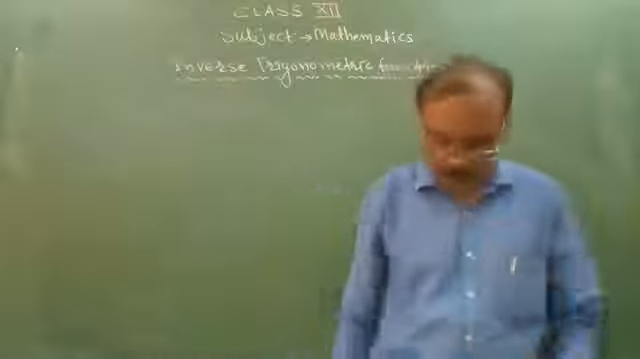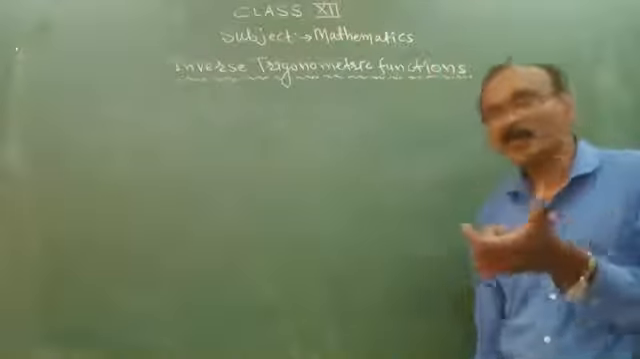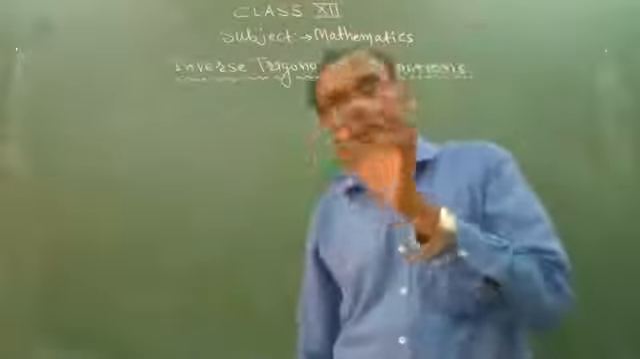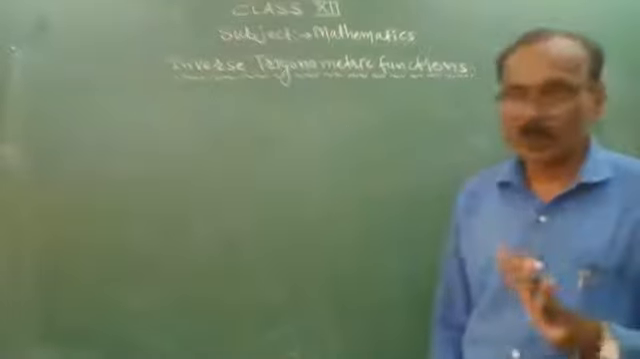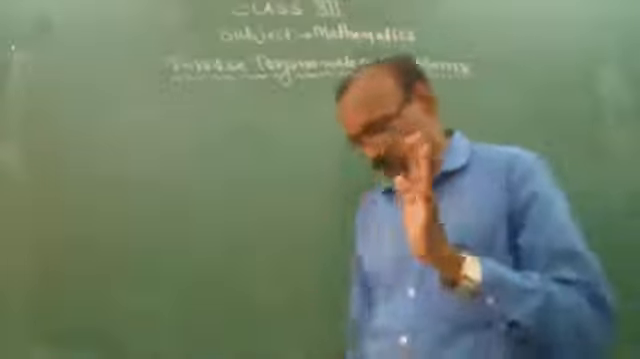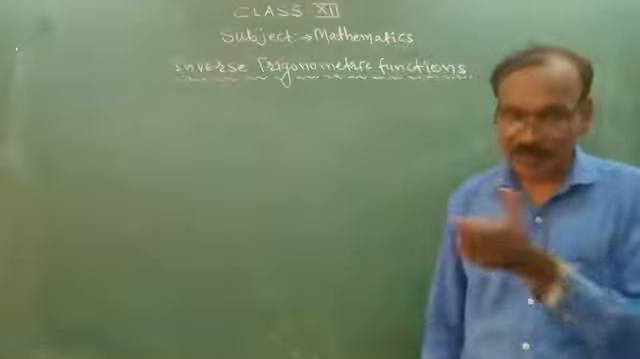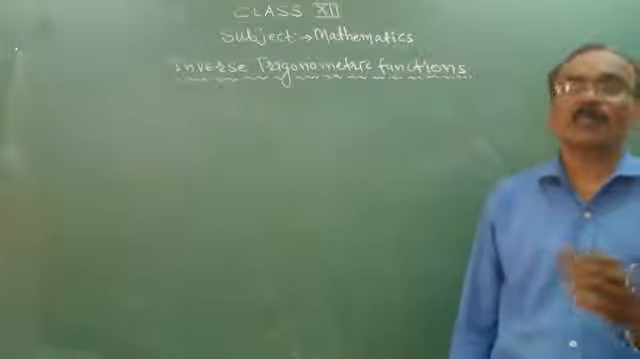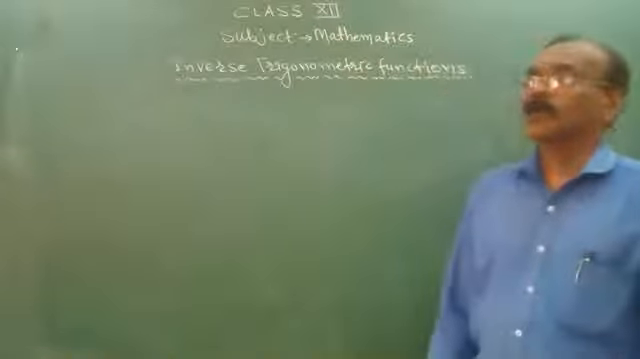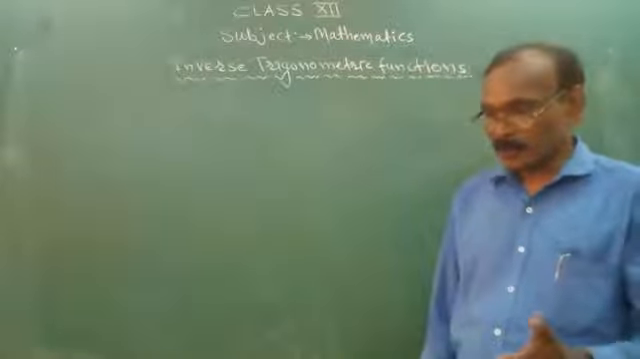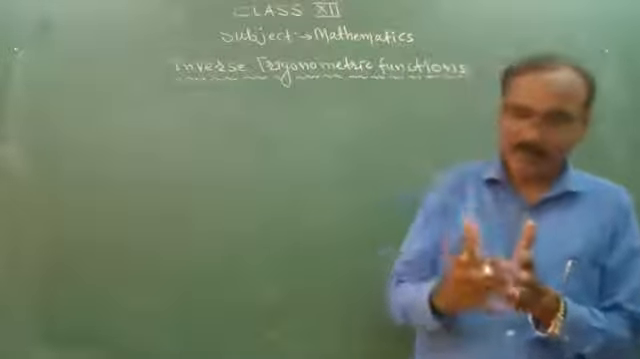Similarly, the other properties were: tan inverse x plus tan inverse y is tan inverse of (x plus y) upon (1 minus x into y), where x into y should be less than 1. Then tan inverse x minus tan inverse y is tan inverse of (x minus y) upon (1 plus x into y), where x into y is greater than minus 1.